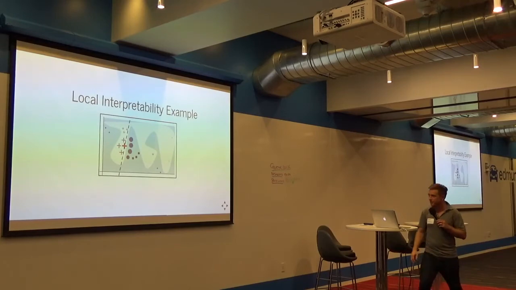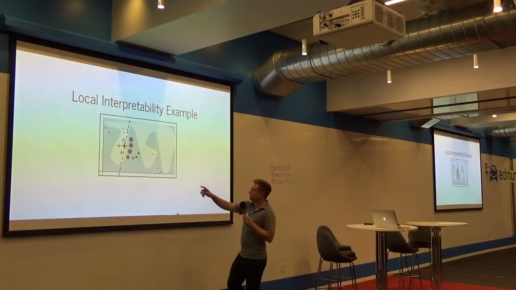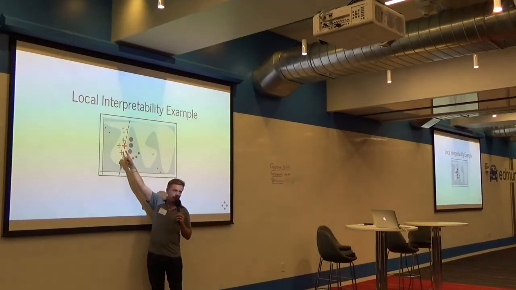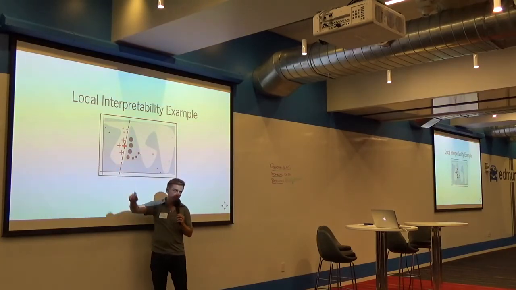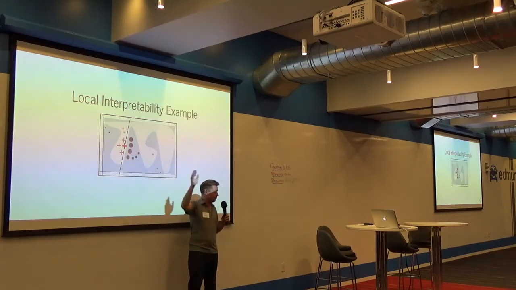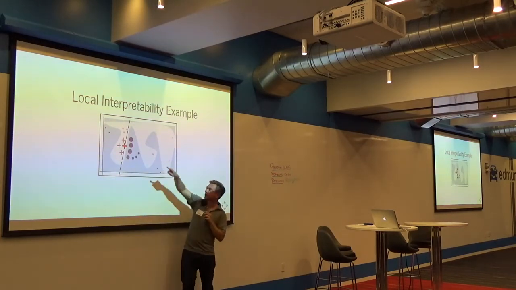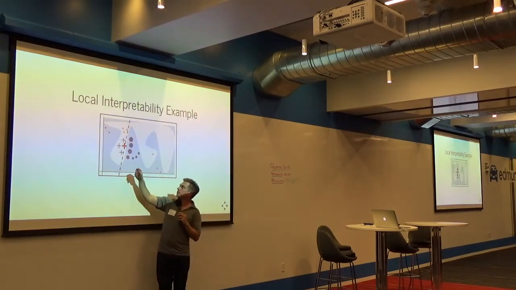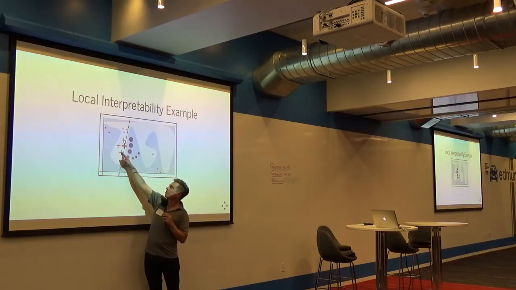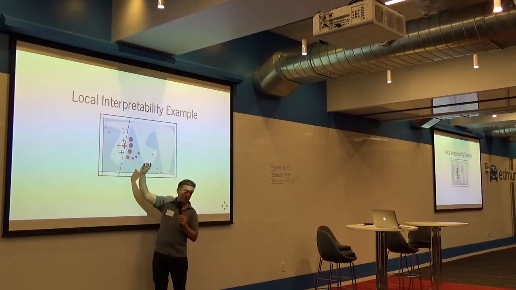So what's going on there? This red cross is the observation we care about. And here, the complex classification boundary is pink versus blue. So if you're in pink, you're a plus. If you're in blue, you're a circle. This is clearly a very non-linear funky thing. The observations they're going to sample are the pluses and circles. They're weighted by their size.